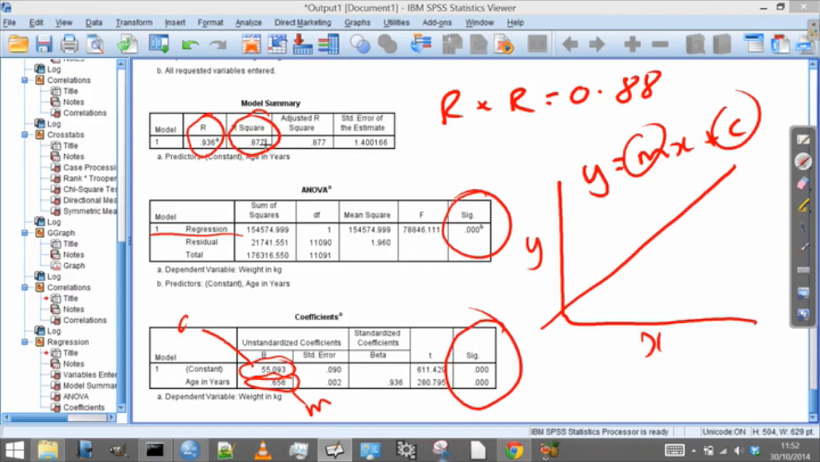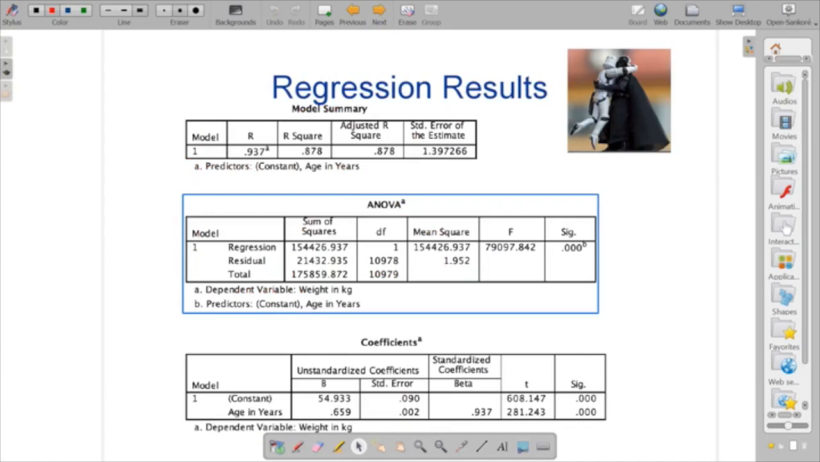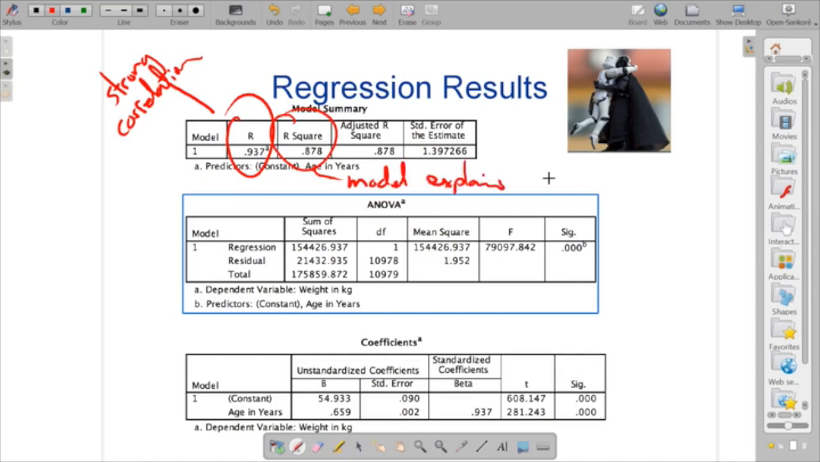Now, we might not grasp every aspect of that, but there's quite a lot of information there, and it does build on things that we've already seen. So let's just highlight that on the slide. So that one is telling us strong correlation. That one is telling us that the model explains 88% of variation.